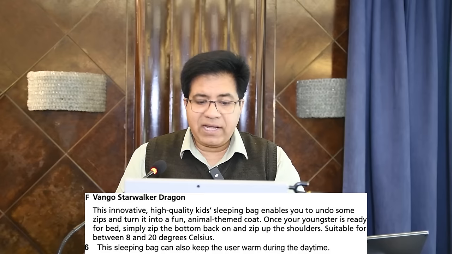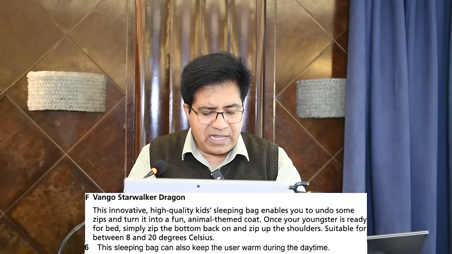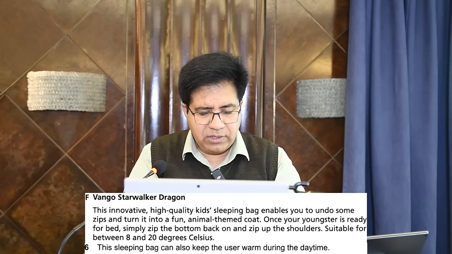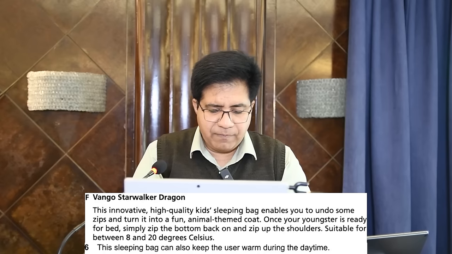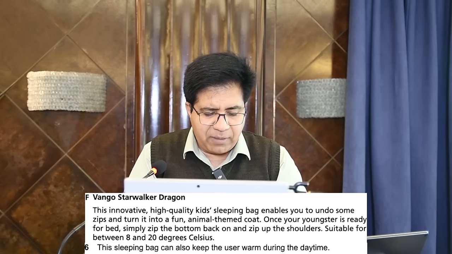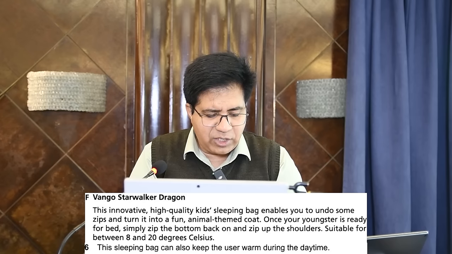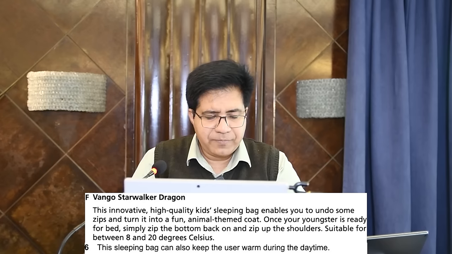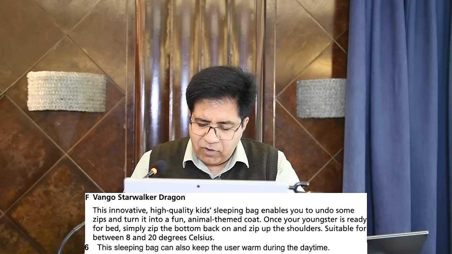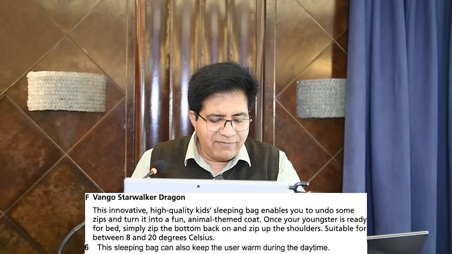Okay. So paragraph F. This innovative high quality kids sleeping bag enables you to undo some zips and turn it into a fun animal themed coat. Once your youngster is ready for bed, simply zip the bottom back and zip up the shoulder, suitable for between 8 and 12 degrees Celsius. So what is the question? This sleeping bag can also keep the user warm during the daytime.